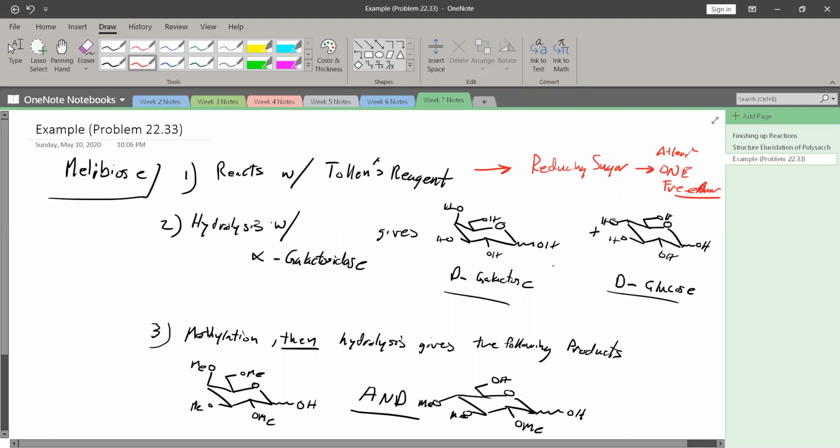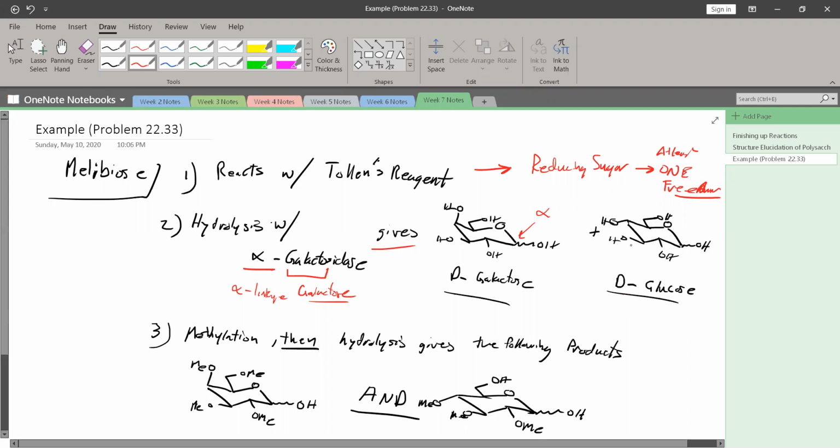All right. The second one that we're going to be looking at is, well, it hydrolyzes with alpha-galactosidase. Okay, so alpha, good. This is an alpha linkage, and it's an alpha linkage on a galactose molecule. Interesting. And so this gives D-galactose. So we know that at least this carbon right here has to be an alpha OH or an alpha linkage. And then in this case, it also gives D-glucose. So this OH on the galactose will react with some kind of OH on the glucose, but we don't know where.